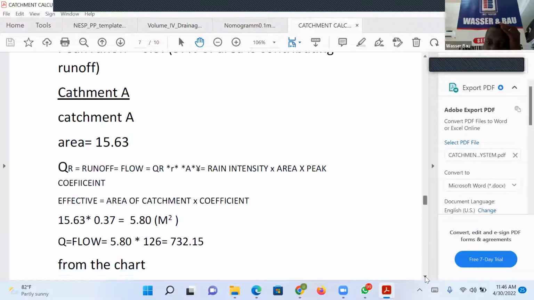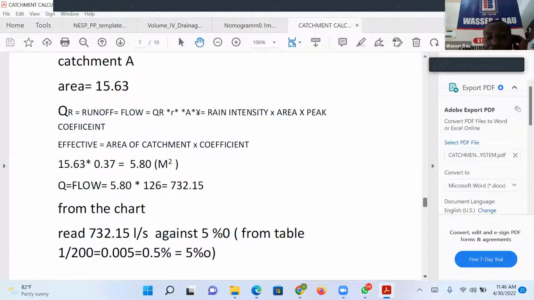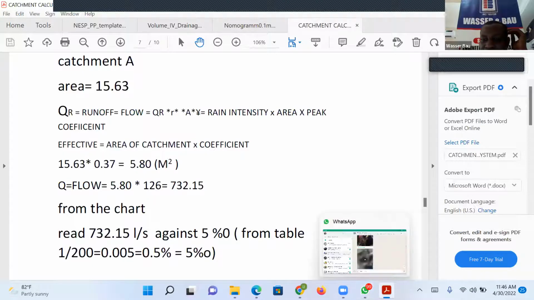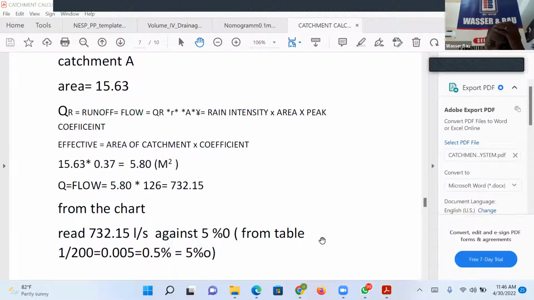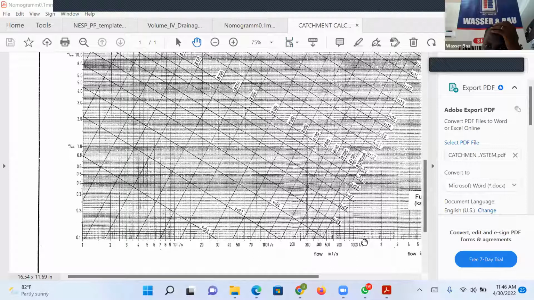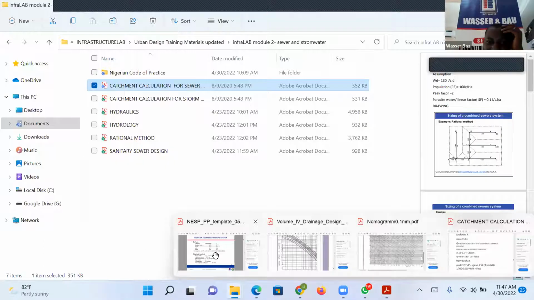When I get my 732, I'll now go to my chart. I'll read 732 against 5%. And it will give me, let's read it. 732 is almost like 700. Somewhere here, look at 700 now. See it here, 700. I'll read it against 5%. It's giving me something about 600 millimeter drain.